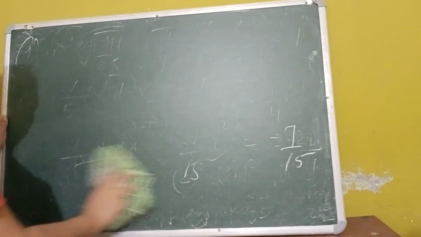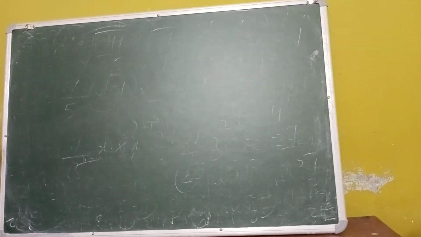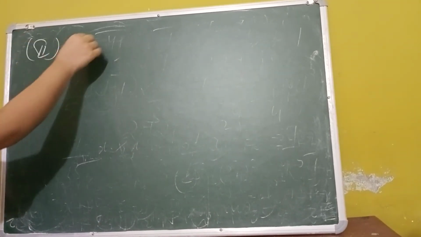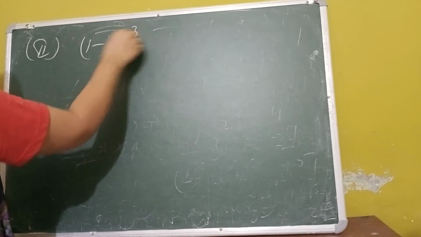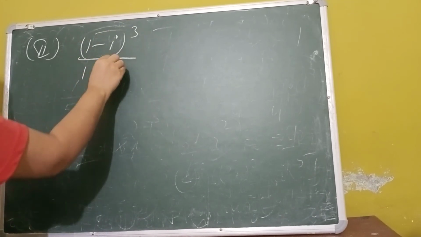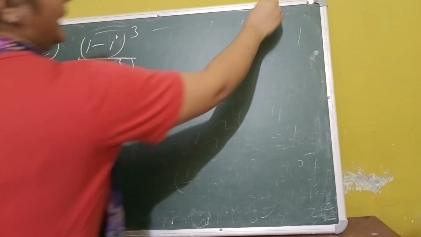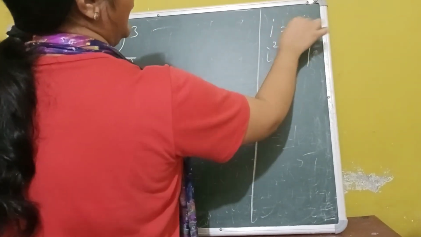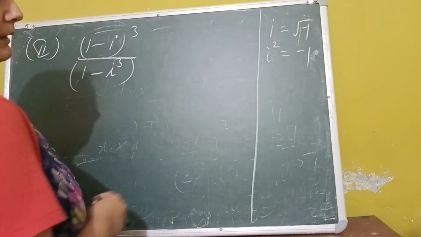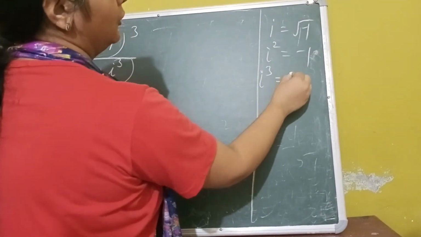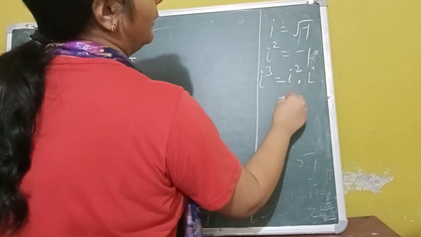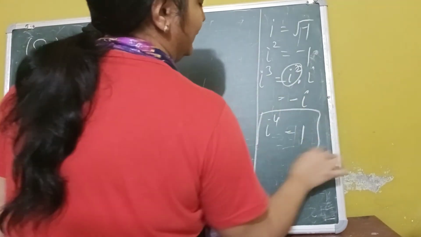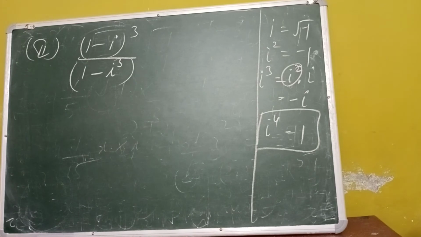One more question I am taking from question number 9. One more part. Here I am taking part number 6. What is it? It's (1 minus i) whole cube upon 1 minus i cube. Once again I am reminding you, i square was minus 1, i was under root minus 1, i square is minus 1. If they are asking for i cube, we can write it as i square into i, where i square is minus 1. i power 4 was 1. So these points we can use.